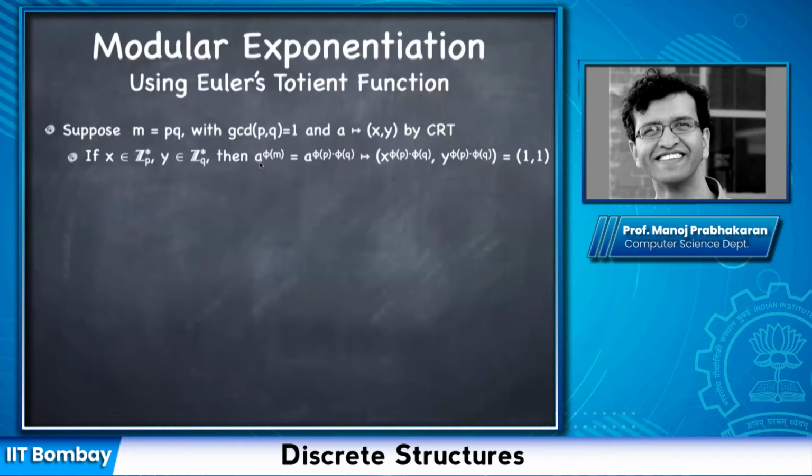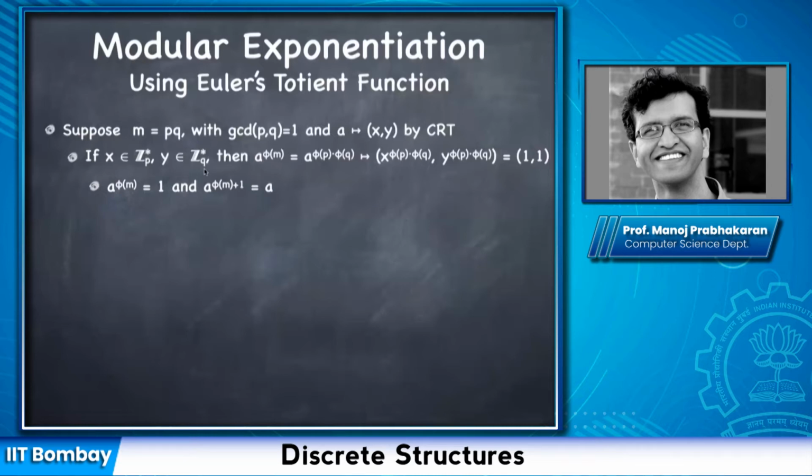There's just something you knew from Euler's theorem, that a to the phi m, we know it's 1, and therefore its CRT representation should be 1, 1. This is when a is in Zm star. Okay, so a to the phi m is 1, and the consequence of that is I could multiply both sides by a, and I get a to the phi m plus 1 is a. Okay. Now, but what if this condition doesn't hold?